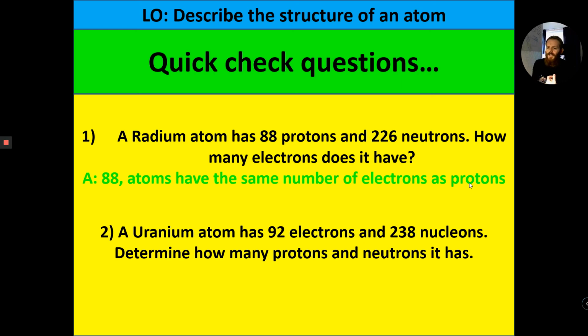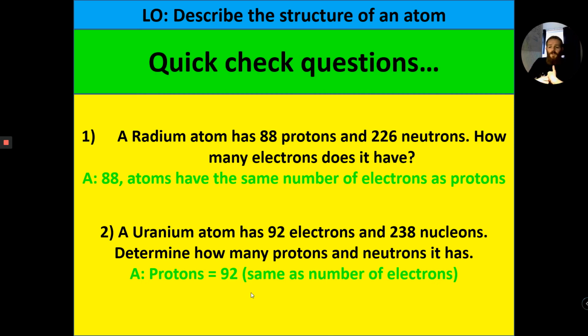Number 2 then. A uranium atom has 92 electrons and 238 nucleons. Determine how many protons and neutrons it has. Okay, so you need to be thinking of a few things here. 1, how to figure out how many neutrons there are in a nucleus. That was atomic mass minus atomic number. But you can't do that without knowing how many protons there are, and you're not given the proton number here. So you have to remember again that the number of electrons is the same as the number of protons. So first of all, the number of protons is 92, because we've just been told that there's 92 electrons. So we now know how many electrons there are, how many protons there are, and how many protons and neutrons there are together. So we've got that big number, all the protons and neutrons, and we know how many protons there are, so now it's just a case of one minus the other.